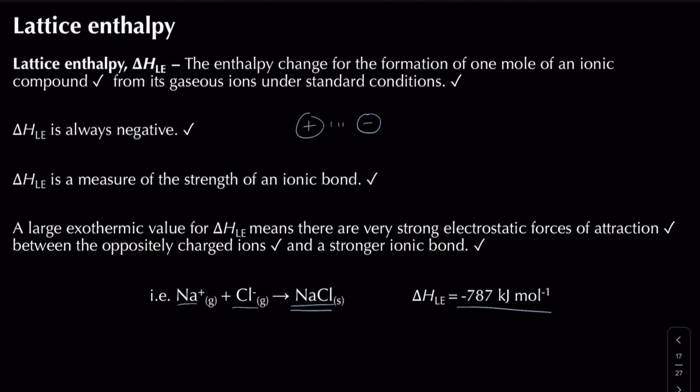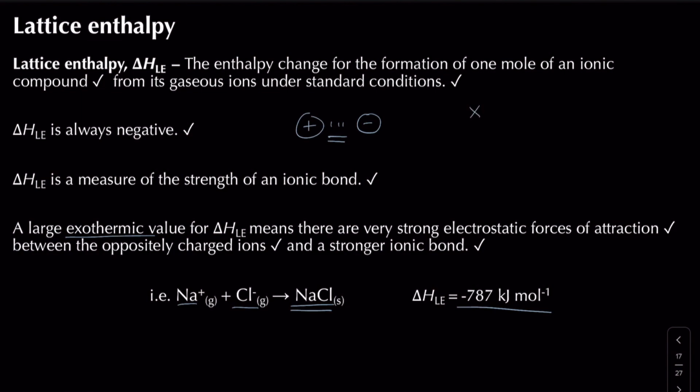And we say a large exothermic value for the lattice enthalpy, so a more negative value, means that we've got very strong electrostatic forces of attraction. Remember the definition of ionic bonding: the strong electrostatic attraction between oppositely charged ions. So we're looking at these electrostatic forces of attraction. If we've got stronger electrostatic forces of attraction between our oppositely charged ions, we will ultimately have a stronger ionic bond. And before we move any further, let's look at what it actually means to have a more exothermic value for the lattice enthalpy.